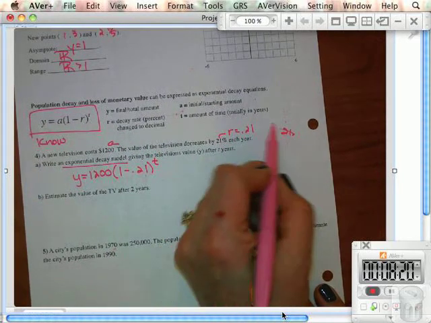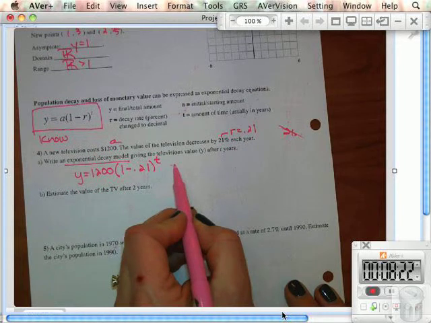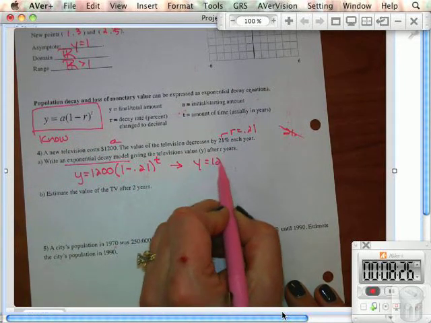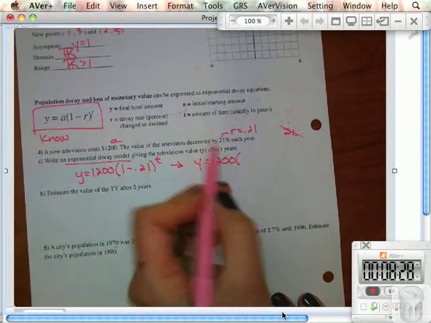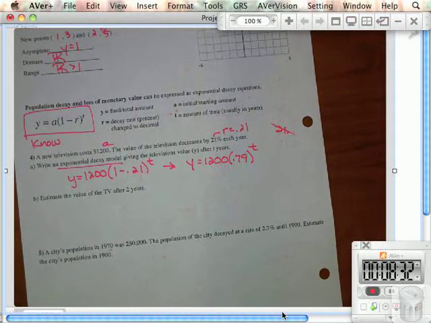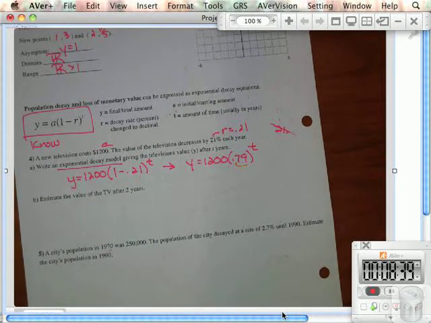Okay, that's all right. Now, I'm actually going to write this the better way. I'm going to do the subtraction here. Y equals 1,200, and it's 0.79 to the T. If you were given this model, you would need to recognize whether it's decay or growth, and how do you do that? Look at that, right? That's less than 1, so it's decay.